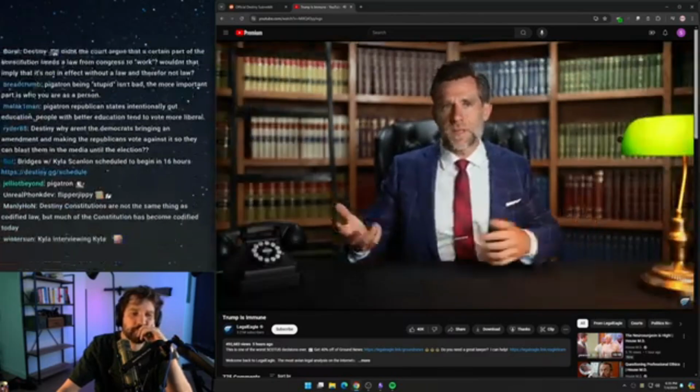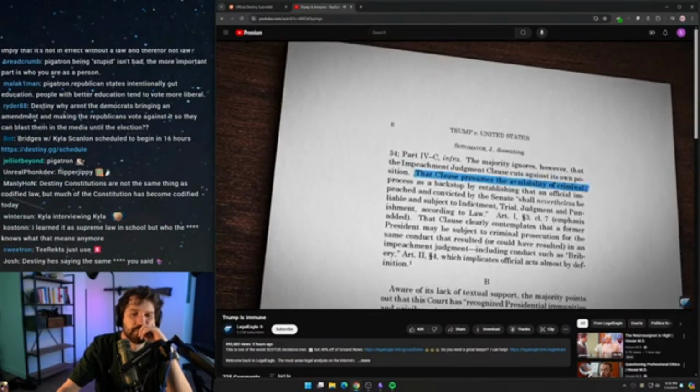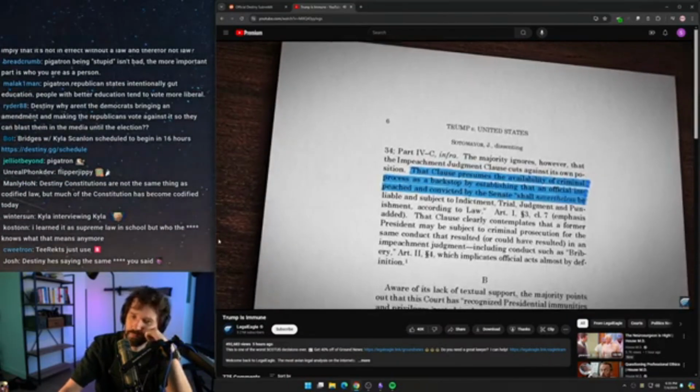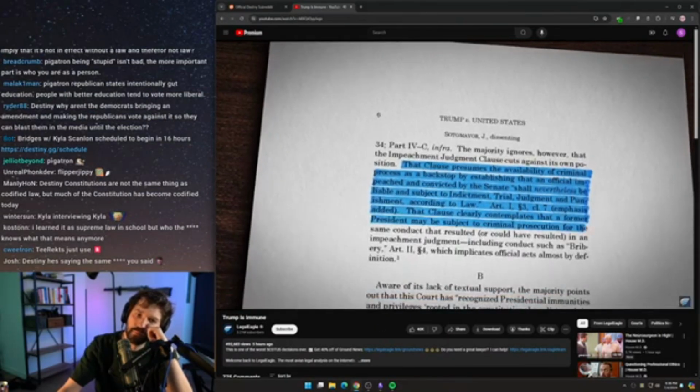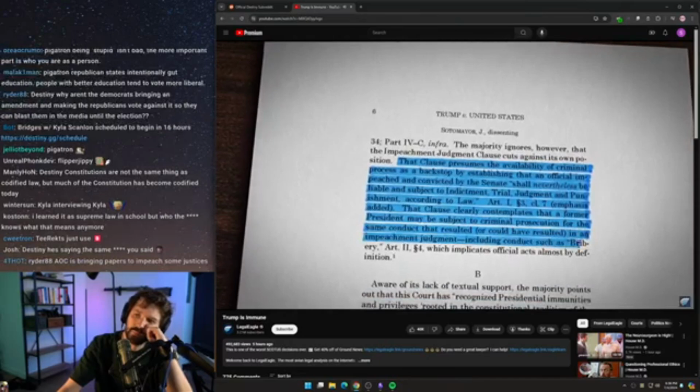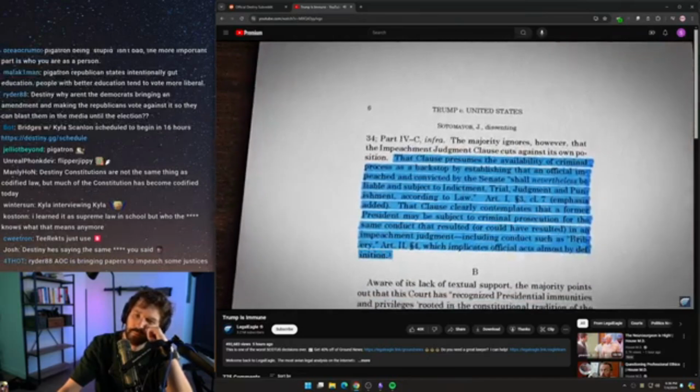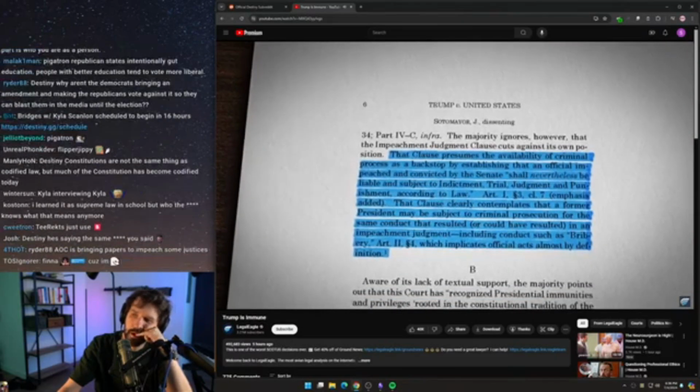And the third contention was that the impeachment judgment clause cut against the court's position. Quote, that clause presumes the availability of criminal process as a backstop by establishing that an official impeached and convicted by the Senate shall nevertheless be liable and subject to indictment, trial, and judgment and punishment according to law. That clause clearly contemplates that a former president may be subject to criminal prosecution for the same conduct that resulted or could have resulted in an impeachment judgment, including conduct such as bribery.